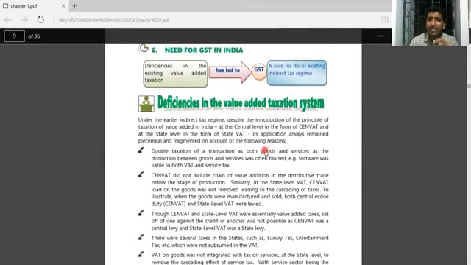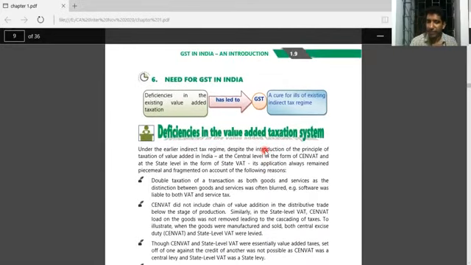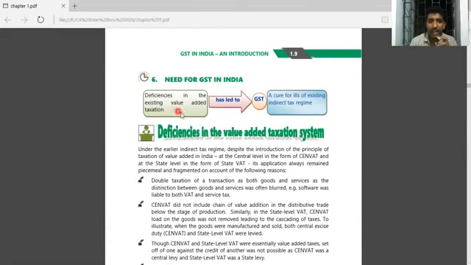Now, what is the need for GST? Why was GST required? Deficiencies in the existing value-added taxation led to GST. It is a cure for the ills of the existing indirect tax regime. There were many deficiencies in the earlier system. We have seen a lot of indirect taxes, say VAT, CST, customs, state excise duty, central excise duty. So there were many indirect taxes, and deficiencies in those tax systems forced the government to implement GST.